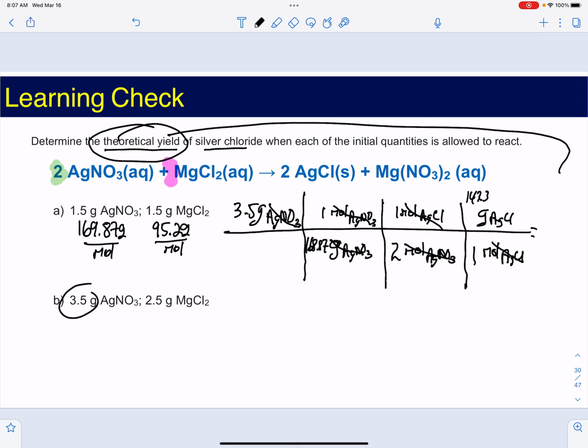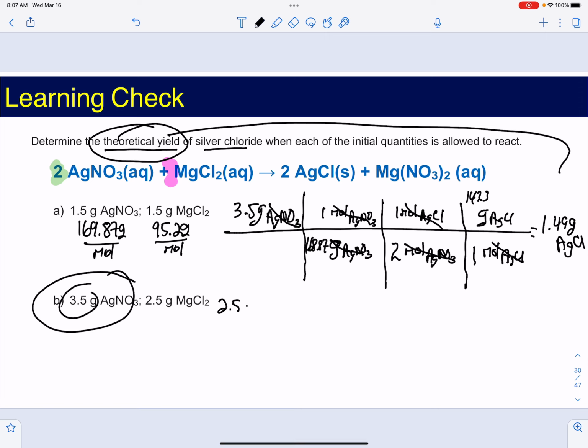So when we do all that, we have 3.5 times 143.3 divided by 168.87 divided by 2 divided by 1, which is going to be 1.49 grams of silver chloride. So that would be if the silver nitrate is the limited reactant. So let's check the silver chloride.